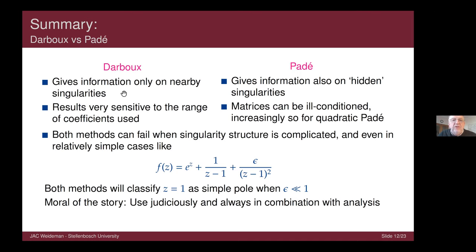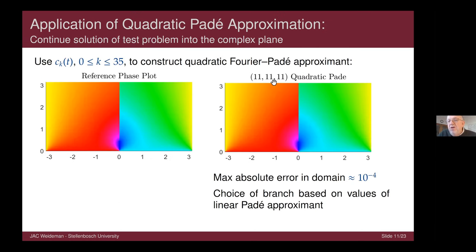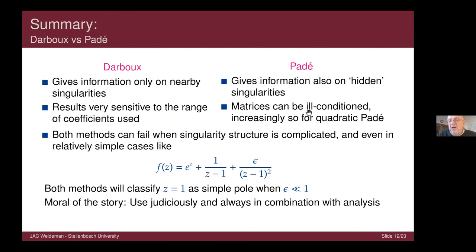These things are tricky to use. In the Darboux case, you have to decide what range of coefficients to pick. In the Pade case, we have to deal with ill conditioning of those linear systems. And that is why you will have noticed that I've used fairly low degree approximations, because if you push the degree up much higher, say degree 11, 11, 11, that's a linear system of size on the order of 35 or 36 to solve. If you push that up much higher, you get ill conditioning effects and you cannot get good results.